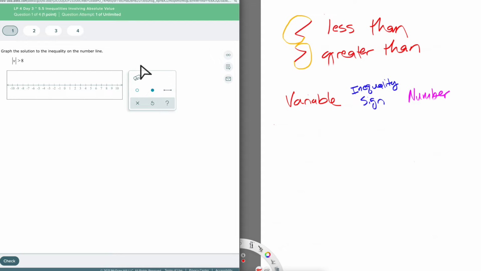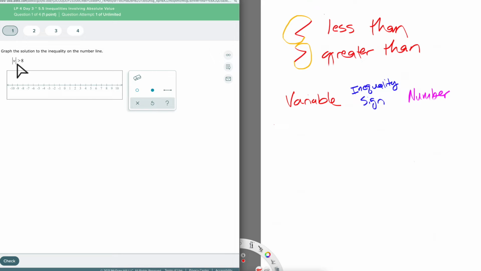We still want to look at an inequality with a variable, inequality sign, number. So this same idea that I've been pushing for these last 5 sections, we always want to make sure it's in that order, because that way our inequality sign is pointing in the direction that we're going to shade.